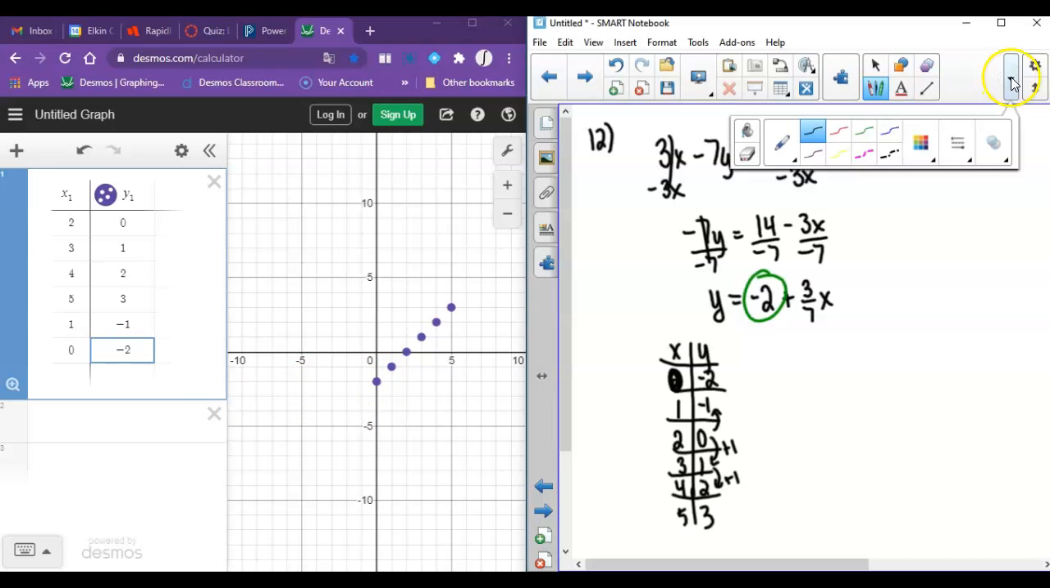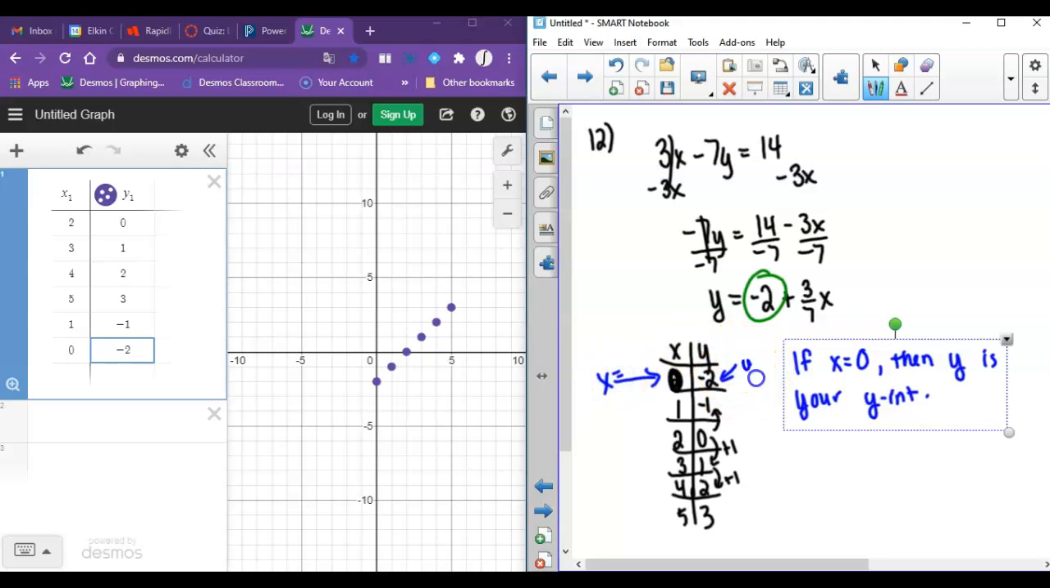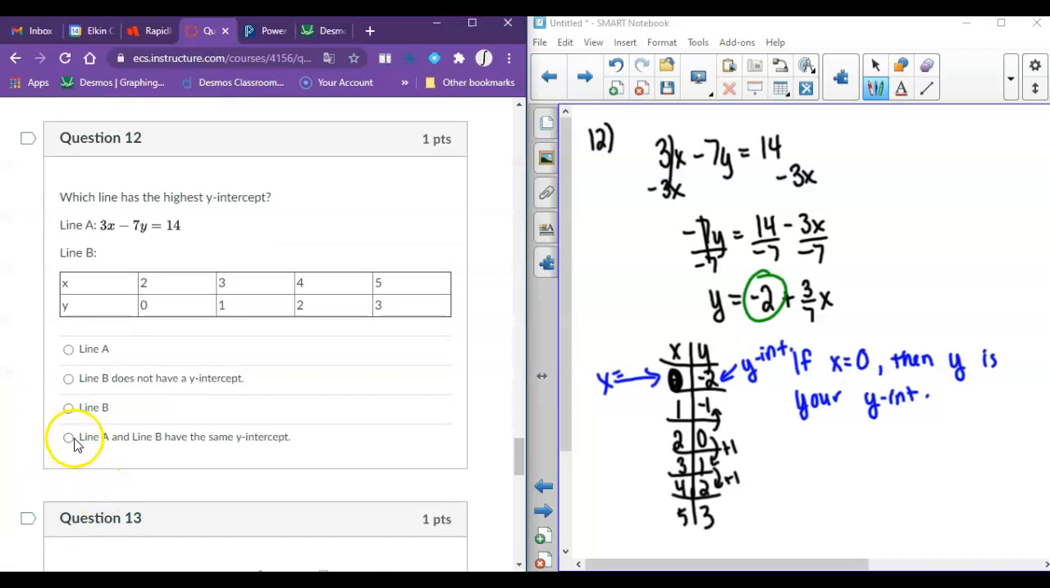That is our y-intercept. So right here, if x equals 0, then y is your y-intercept. So we're looking right here where x equals 0, and then this is our y-intercept. So if we go back over here, there is an answer that says line A and B have the same y-intercept. That would be our answer for this one.